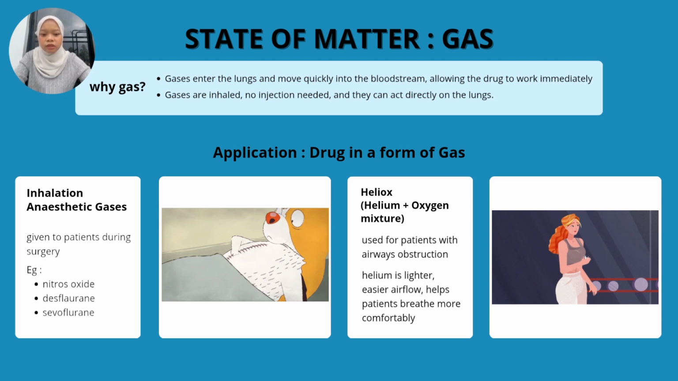These gases are used during surgery to help patients lose consciousness safely. For example, they include nitrous oxide, isoflurane, and sevoflurane. They are preferred because the effect starts quickly and can be adjusted easily throughout the process. Now, let's look at the video.